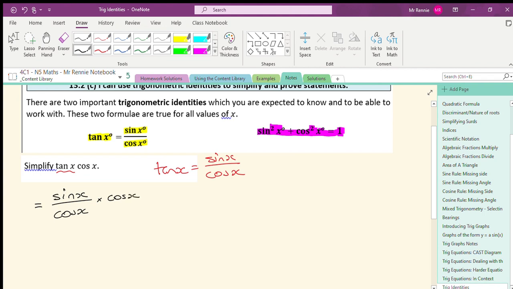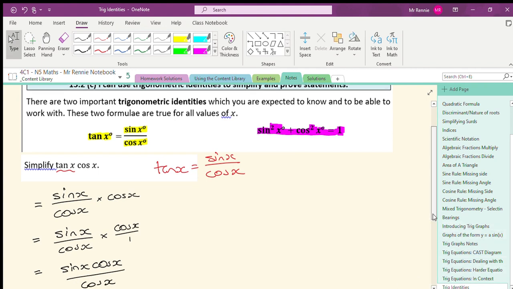Now what I'm going to do is make cos of x into a fraction so we can see what happens a bit clearer. So I'm going to have sine of x over cos of x, then I'm going to multiply by cos of x over 1. If I want to make cos of x a fraction, I just make it cos of x over 1. When we multiply fractions, the two numerators multiply together, so I get sine x multiplied by cos x, and that's going to be divided by cos x times 1, which is cos x.